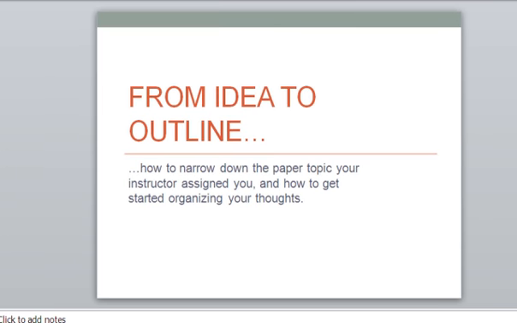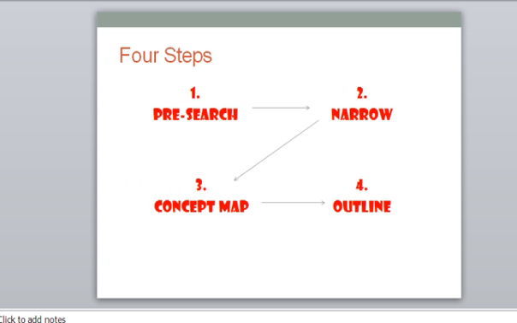In this tutorial, I've included 4 steps. The first step is pre-search. That's the act of doing initial investigation of the topic to help you narrow down within that huge topic something that is manageable. So then the next step would be narrowing down what you found in your pre-search. The third step is building a concept map, which can be fairly elaborate or just a simple list of terms and ideas and things that you want to make sure and include in your paper. And then the fourth is an outline of the structure of your paper.